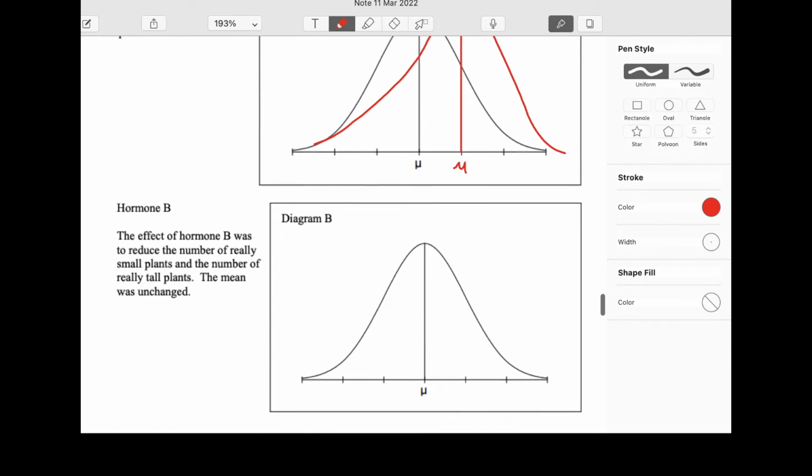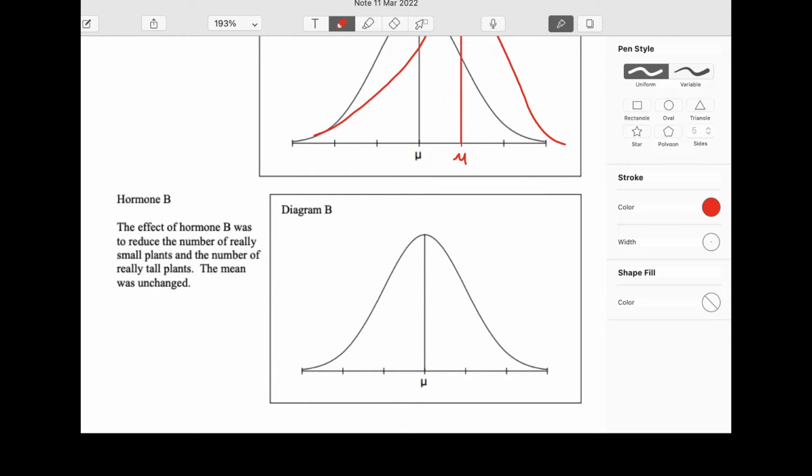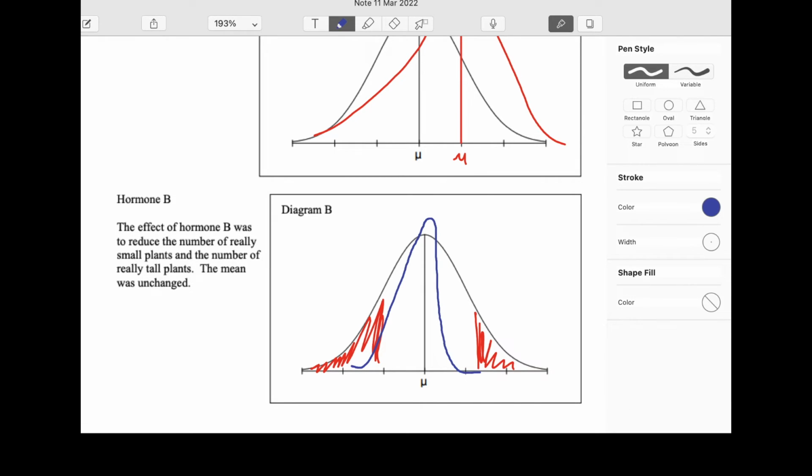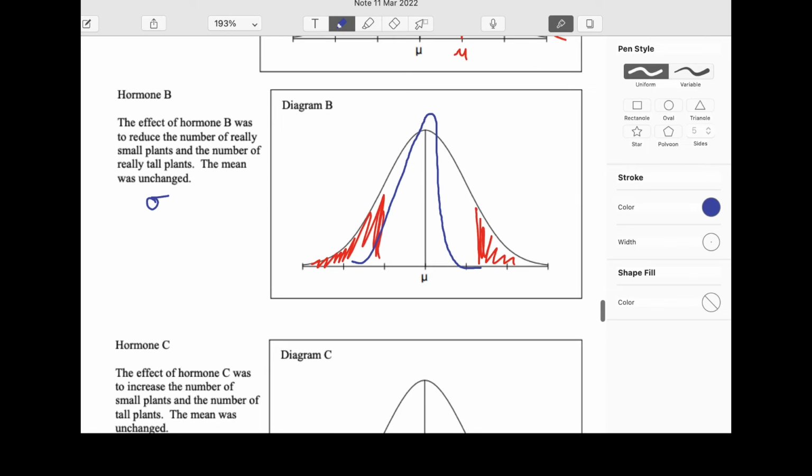The next one, the effect of hormone B, was to reduce the number of really small plants and the number of really tall plants. The mean was unchanged. So basically we want fewer plants in this section and fewer plants in this section, but we're not changing the mean. So what we are changing is the standard deviation. We're changing how far away the data is. So we're going to get still a normal distribution curve, still with the same mean, but we're going to get this kind of squashed up curve, this curve with less of a spread as a result, because what we're changing is sigma. Sigma is getting smaller, the standard deviation.